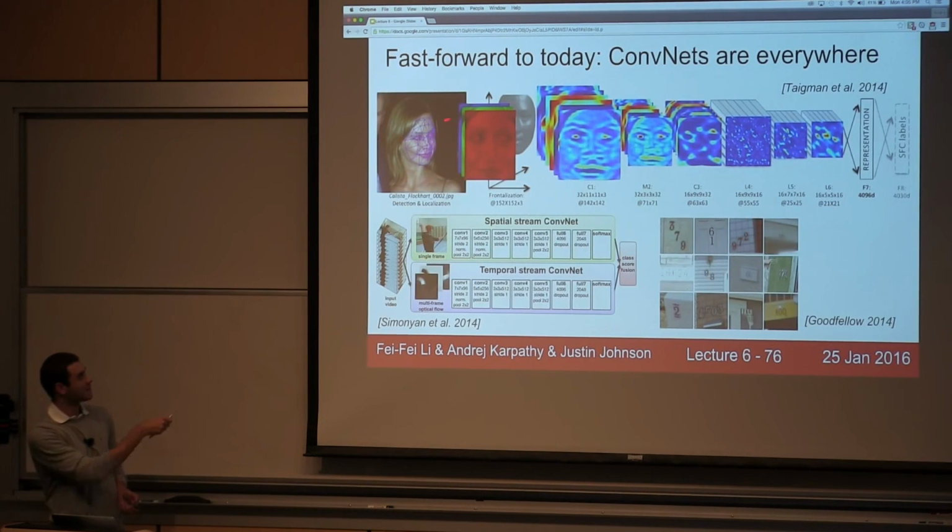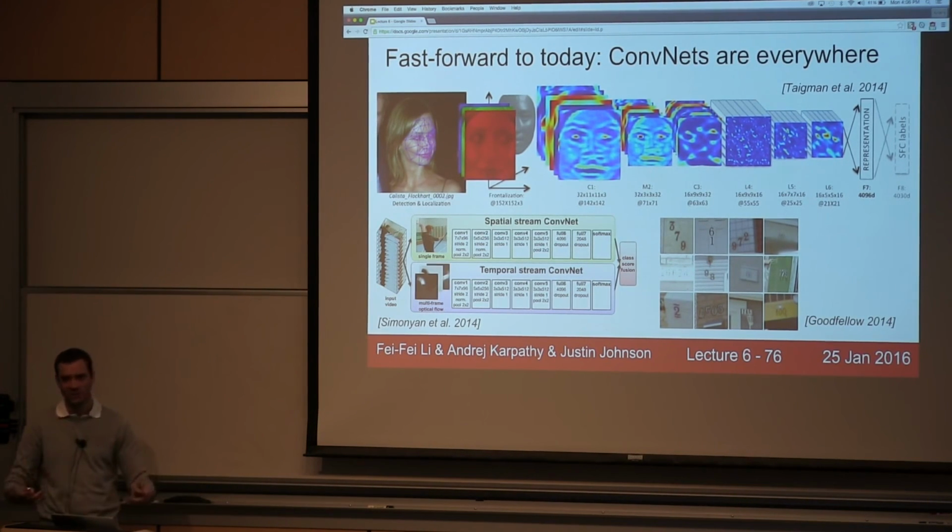ConvNets are identifying faces. If some of your friends are tagged on Facebook automatically, it's almost certainly, I would guess at this point, a ConvNet. They're used on video classification on YouTube, identifying what's inside YouTube videos. This is a project from Google that was very successful, where Google was really interested in taking street view images and automatically reading out house numbers from them. Turns out this is a perfect task for a ConvNet.